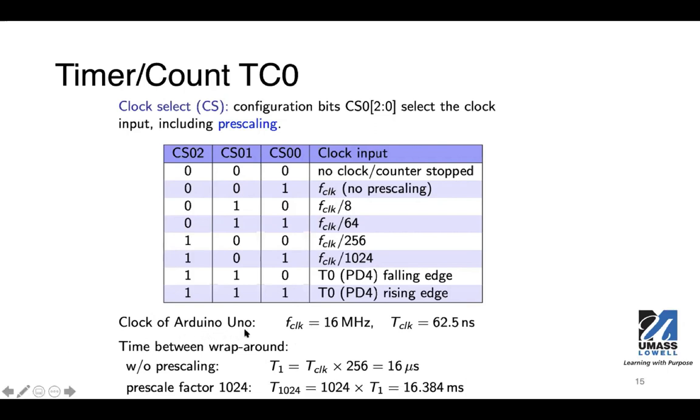So I'll give an example here. Arduino Uno, its clock is 16 megahertz. So the duration of the clock period is 62.5 nanoseconds. If we don't do any pre-scaling, the counter will use this as the clock duration, and because your counter can count up to 256 times, this will be the clock duration times 256, that will give you 16 microseconds. Now, if you do pre-scaling, you can divide the frequency by 1,024, and that means you will increase the clock period by 1,024 times. So you essentially will have 1,024 times the 16 microseconds. So that will give you about 16.384 milliseconds.